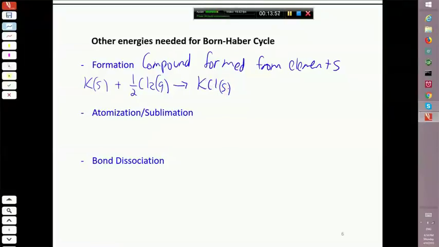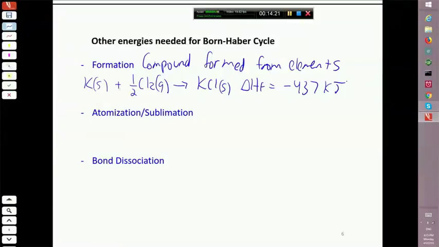So this is the equation that's associated with the formation enthalpy, and delta H of formation is, in this case, minus 437 kilojoules. That's specific to this compound. Then there's one other step, and this one we haven't seen yet. We're going to talk about phase changes a bit more in Chapter 9 as well, but for now, what we have to include here is what's called atomization or sublimation.